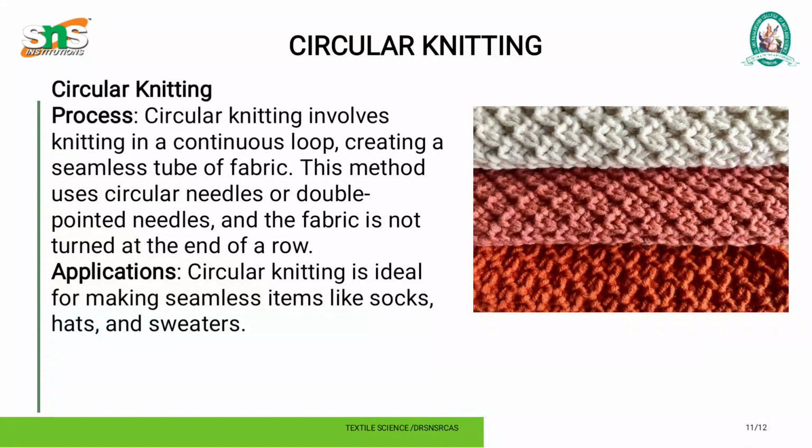Next, circular knitting process. Circular knitting involves knitting in a continuous loop, creating seamless tubes of fabric. This method uses circular needles or double pointed needles and the fabric is not turned at the end of a row. Application: circular knitting is ideal for making seamless items like socks, hats and sweaters.